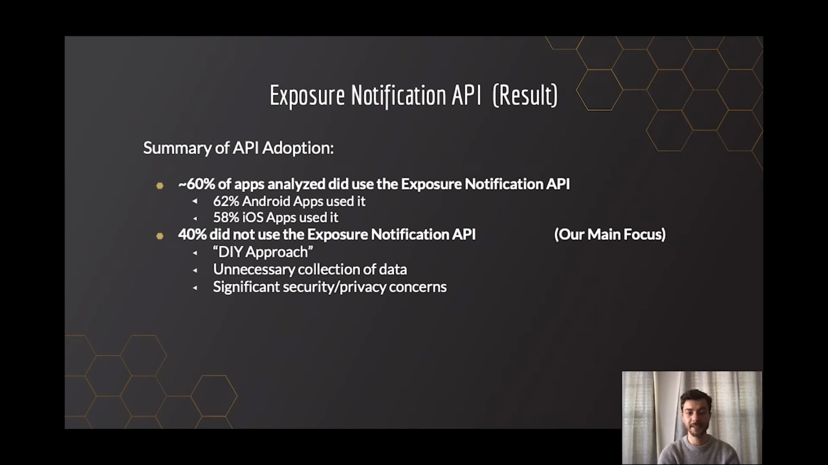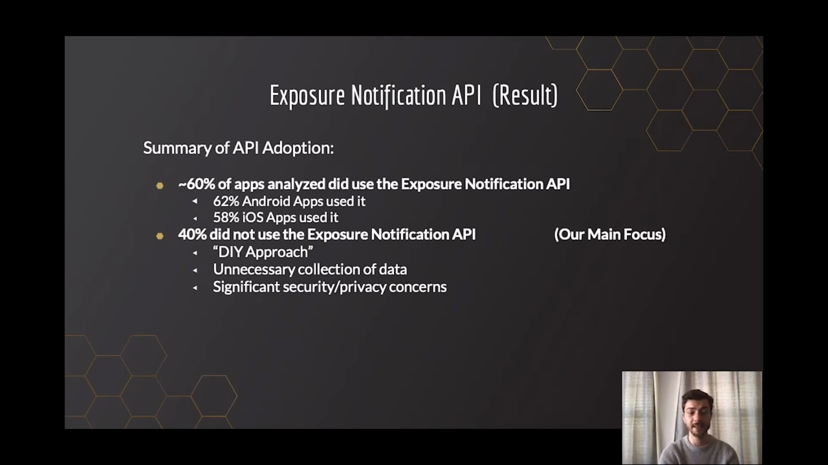Now, in terms of the applications that we analyzed and the subset of data that we're discussing today, of the applications we analyzed, 60% of those apps did indeed use the exposure notification API provided by Google and Apple. So 62% of Android applications and 58% of iOS applications. However, 40% neglected to use the exposure notification API, and they instead took a do-it-yourself approach to security. They completely neglected the core functionalities provided to them by Google and Apple. And in many cases, several of the applications that we analyzed are collecting unnecessary additional pieces of user information, which we'll cover in later slides.